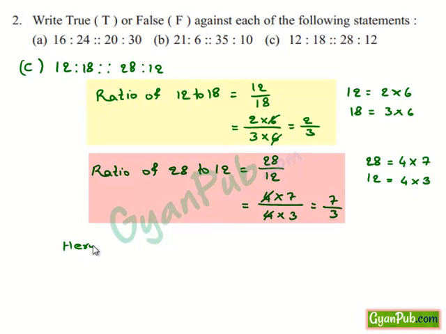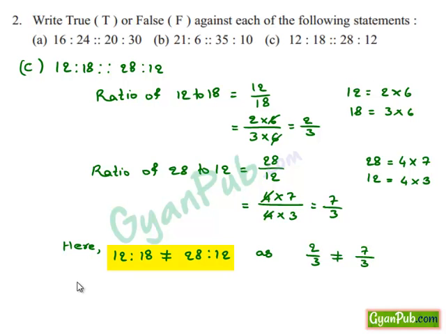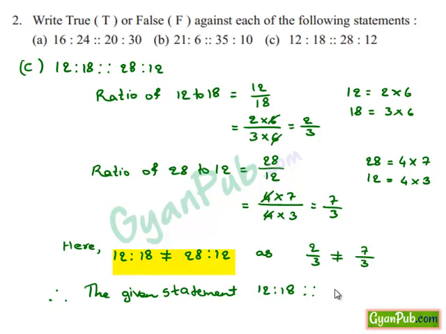Here we can observe that 12 is to 18 is not equal to 28 is to 12, as 2 upon 3 is not equal to 7 upon 3. We know that if two ratios are equal, then they are in proportion. But here the ratios are not equal. Therefore, the given statement that 12 is to 18 is in proportion to 28 is to 12 is false.